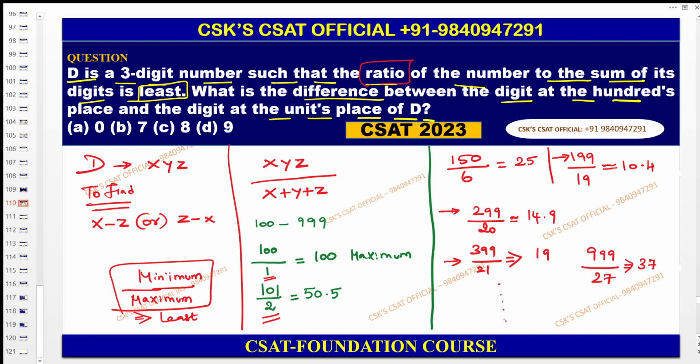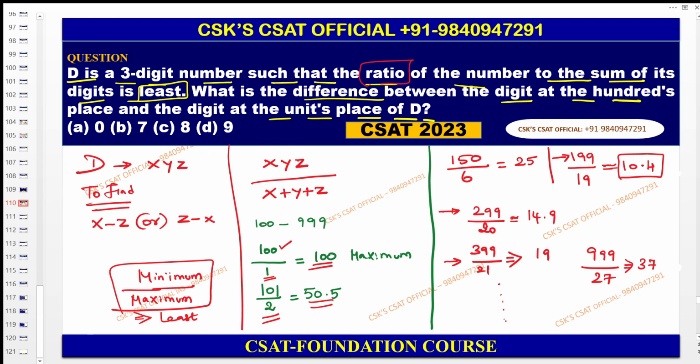We need to get the least one. Which among the following is the least according to this one? When you are moving with 100, it gives you 100 and then 102, that is 50.5, like that. When you are reaching that 199 series, 299 series, then it gives you the values as 10.4 and then 14.9 and then 19, like this. The least among this series is 10.4. Then you have found the ratio here.